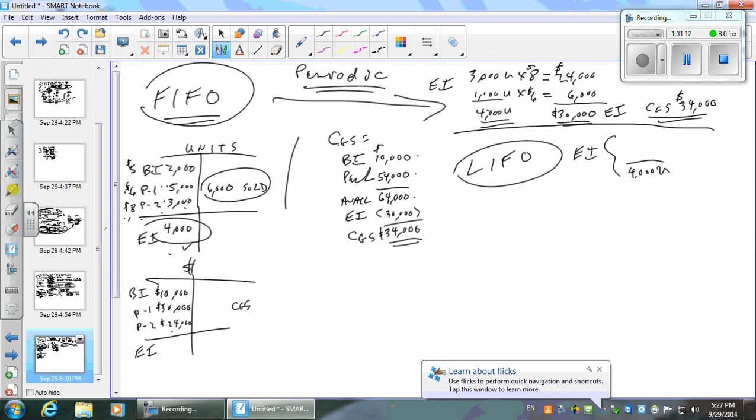Okay, so which ones are we going to have? Last in, first out, I would sell these $8 ones, wouldn't I? And I'd sell some of these $6 ones, and I'd keep these $5 ones and some of the 6. So I go back to the beginning inventory. That's 2,000 units, right? At how much? They were $5. So that's $10,000, right?